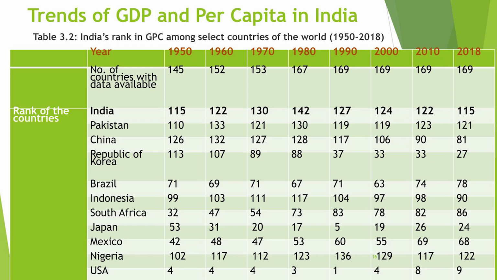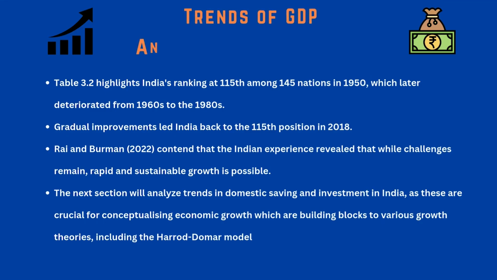So here is table 2.2, and we can see India's rank in GPC among select countries of the world during the period 1950 to 2018. Table 2.2 highlights India's ranking at 115th among 145 nations in 1950, which later deteriorated from the 1960s to 1980s. Gradual improvement led India back to the 115th position in 2018. Ryan Berman contends that the Indian experience reveals that while challenges remain, rapid and sustainable growth is possible.